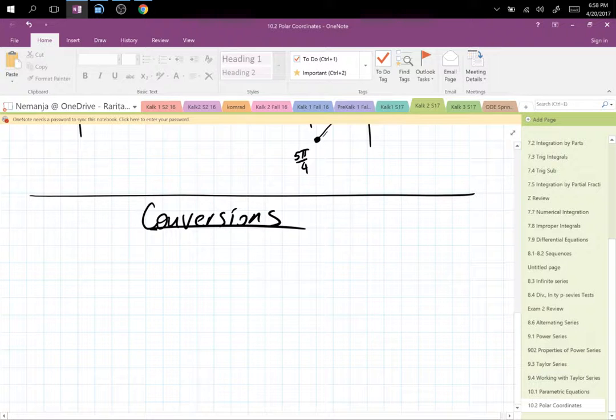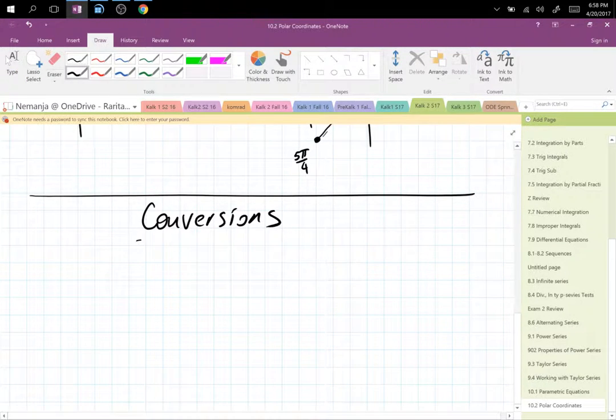Now, this is essential because of integration. When you want to integrate something that looks really nasty, it might be better to integrate that in polar world. And we'll see that next class. Right now we're going to talk about conversions of points, and then we're going to define functions in polar coordinates, and then conversion of functions, because that's what we ultimately need to do the integration.